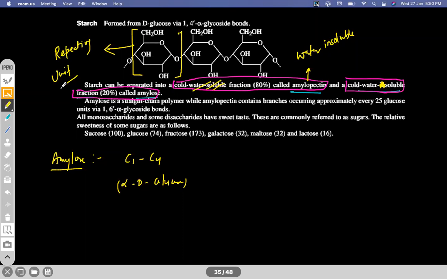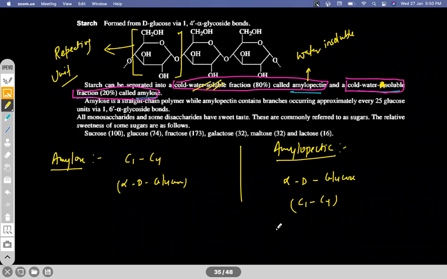Amylose is this. Amylopectin is a highly branched polymer. This one is linear, one after the other, you see it is arranged. But amylopectin is a highly branched polymer. It is a highly branched complex structure composed of alpha D glucose again, in which C1 and C4 carbons are involved in glycosidic linkage.